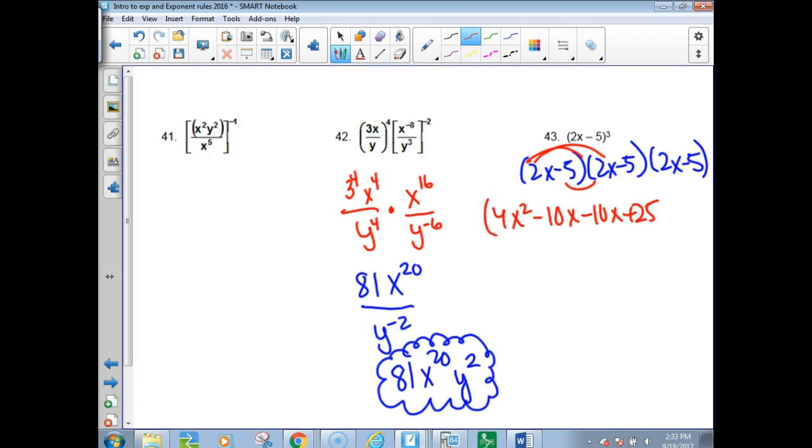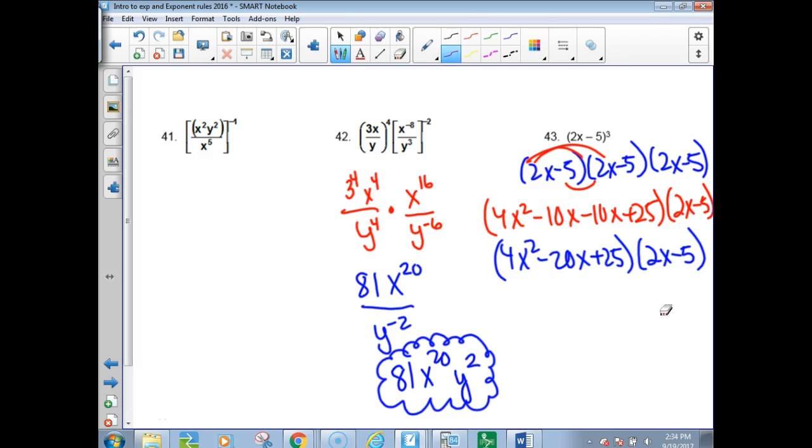All right, I only did the first step. Okay, now I'm going to simplify that. 4x squared minus 20x plus 25. Now I've got to multiply that by 2x minus 5. So this is why I told you I do not like foiling. 4x squared times 2x is 8x to the third. 4x squared times minus 5 is minus 20x squared. Negative 20x times 2x is negative 40x squared. Negative 20x times negative 5 is plus 100x.